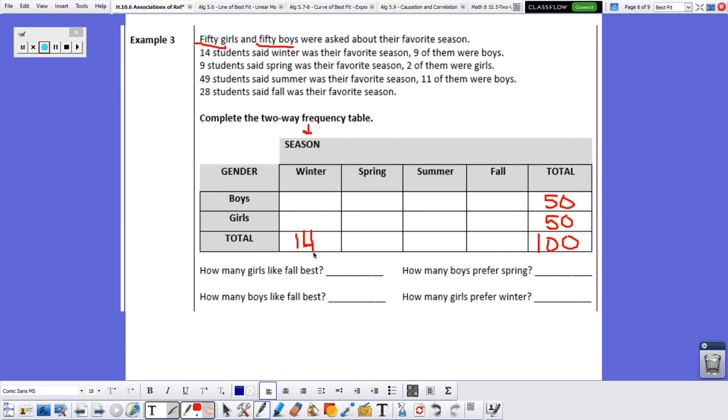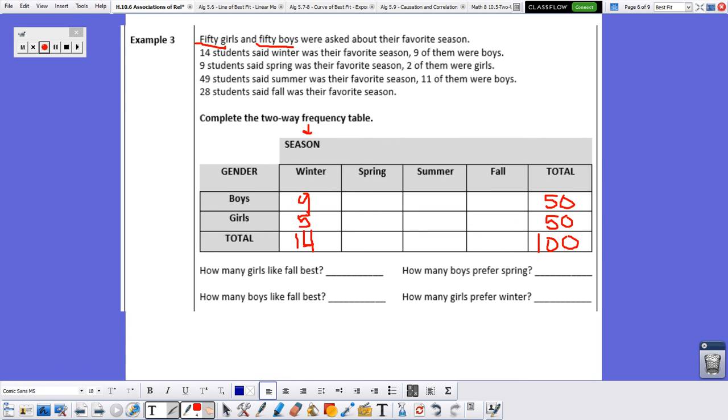Okay, moving on. 9 of them were boys. Ooh, hey, now we know under winter and boys we have 9. My handwriting is terrible. There we go. So if that's the case, then to fill in the blank, 9 plus something has to give us a total of 14. So that tells us that there were 5 girls who chose winter as their favorite season. They must not live in North Dakota.